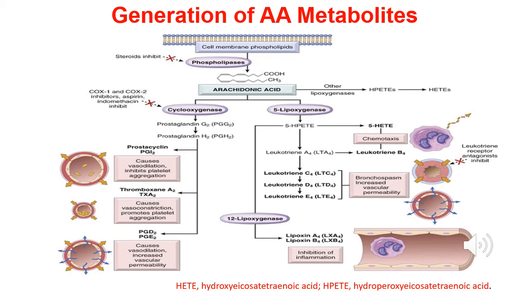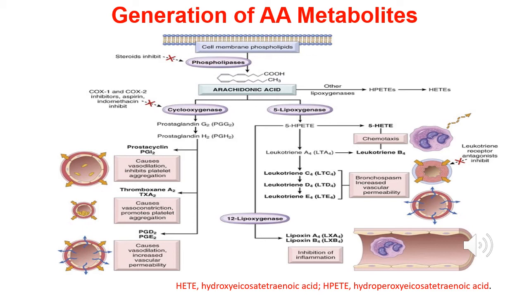Now, for the cyclooxygenase pathway, you can see there are the COX-1 and COX-2 inhibitors, as well as aspirin and indomethacin, which inhibit mainly the cyclooxygenase. Of course, this will lead to inhibition and blockage of the further degradation or the formation of the prostaglandins. Please note here on the left side the effect of the different prostaglandins.